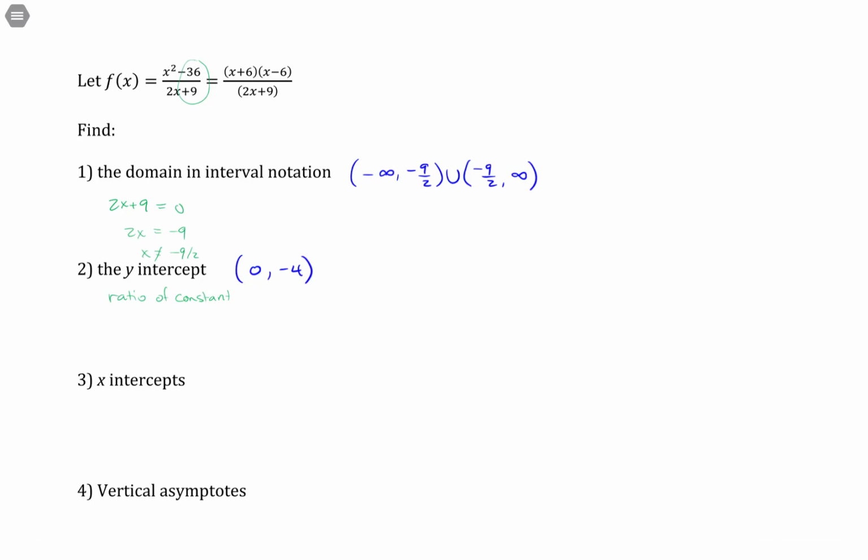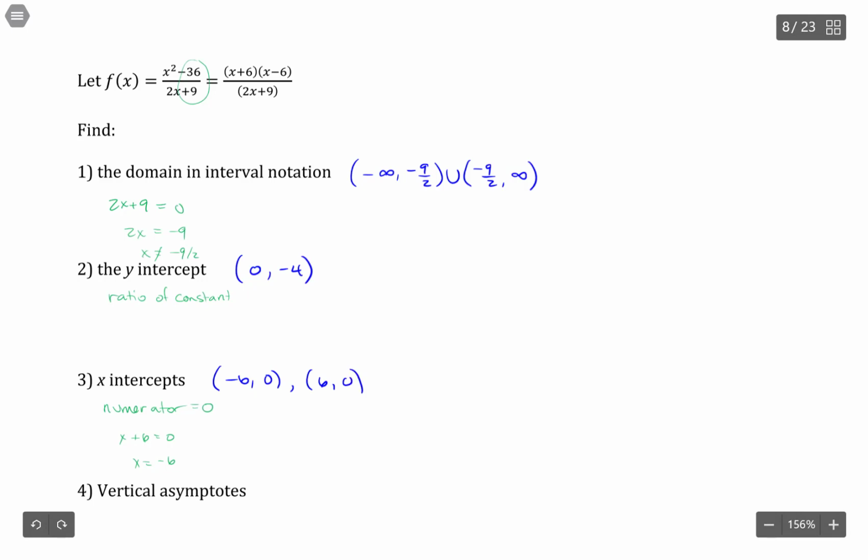X-intercepts. These will occur whenever the numerator is equal to 0. So in factored form, that's the easiest way to identify them. So if I take x plus 6 and set that equal to 0, I get x equals negative 6. And similarly, if I set x minus 6 to 0, that gives me x equals 6. But x-intercepts occur at a point on the graph, so we would say (negative 6, 0) and (6, 0).